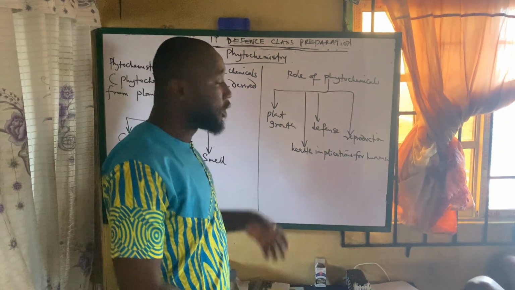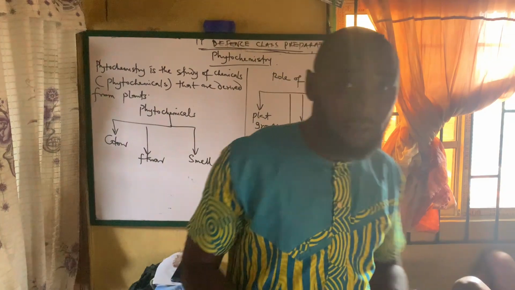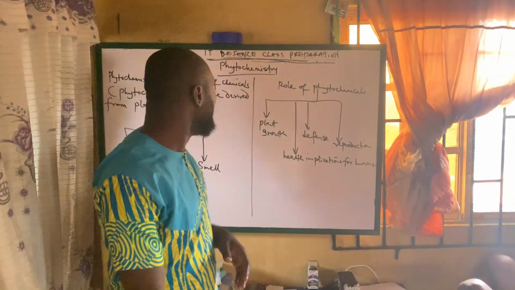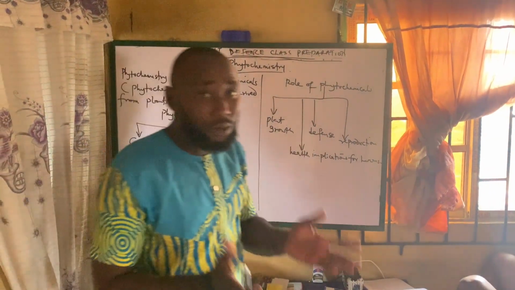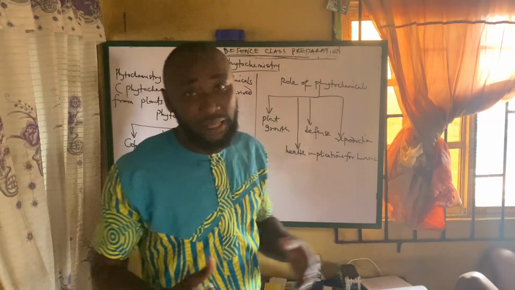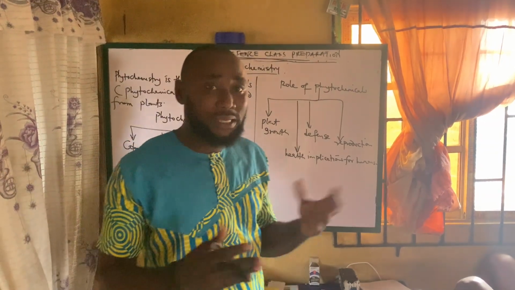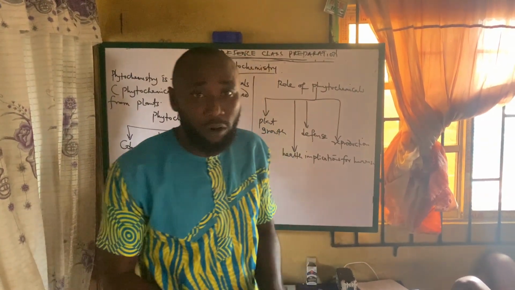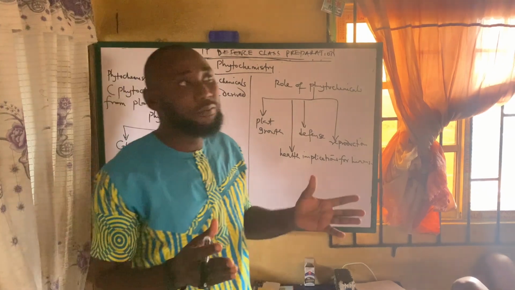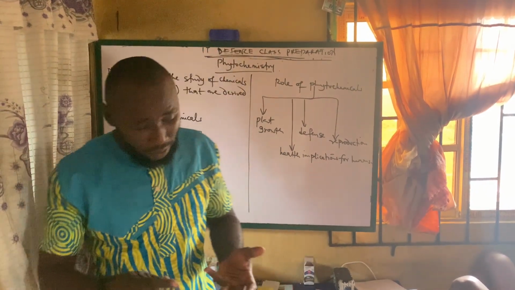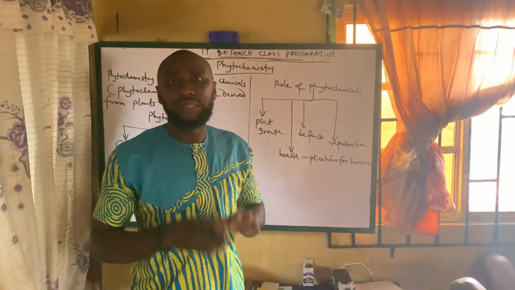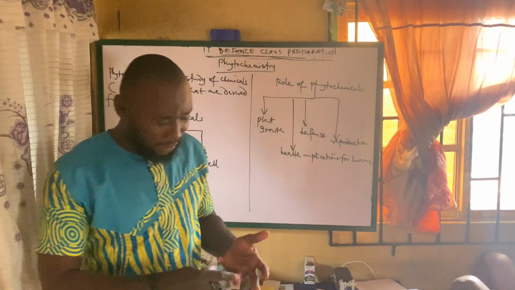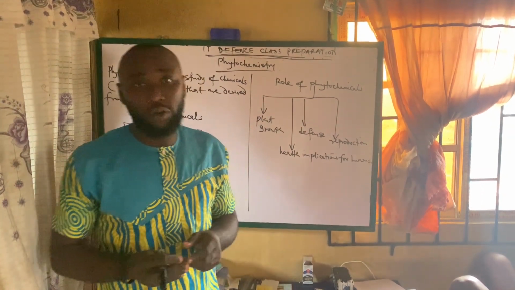Alright, so today we're looking at phytochemistry. Now, what is phytochemistry? Phytochemistry simply means the study of chemicals known as phytochemicals derived from plants. These phytochemicals play certain roles in the life of plants. They have different characteristics such as color, flavor, and smell. They also play a role in growth, defense, and reproduction.